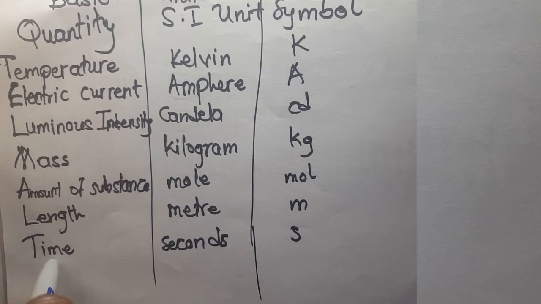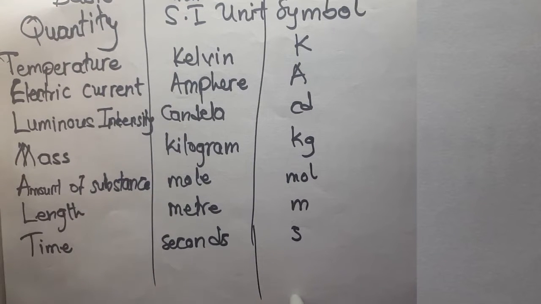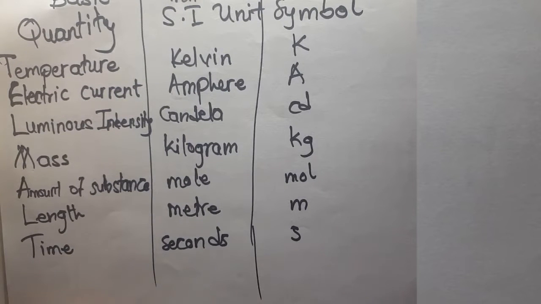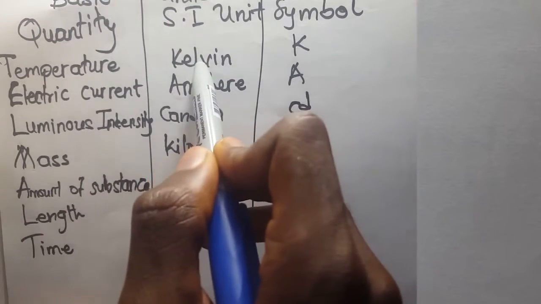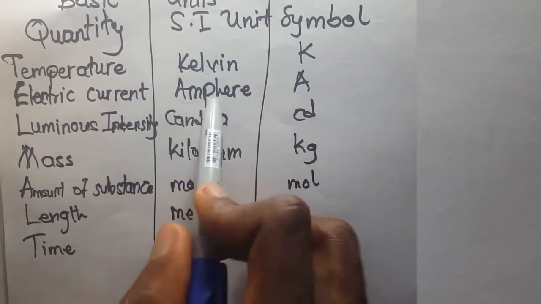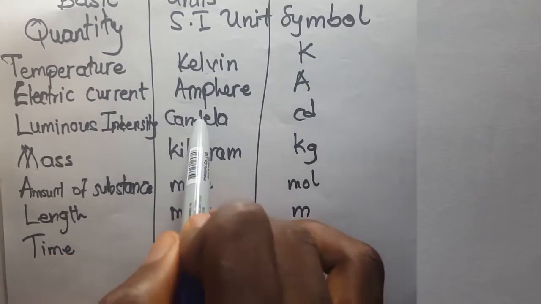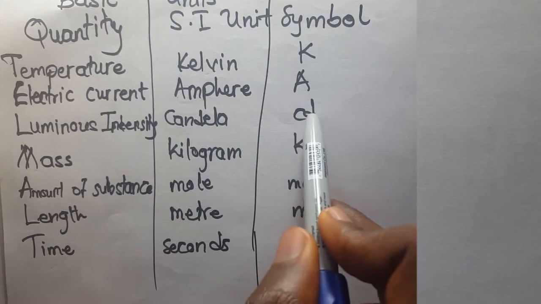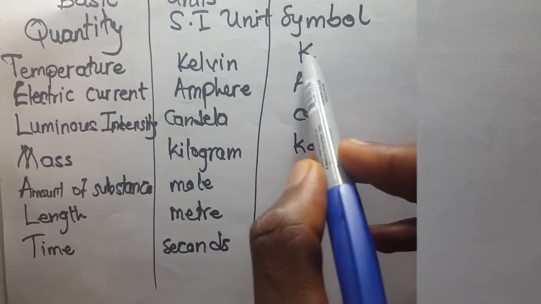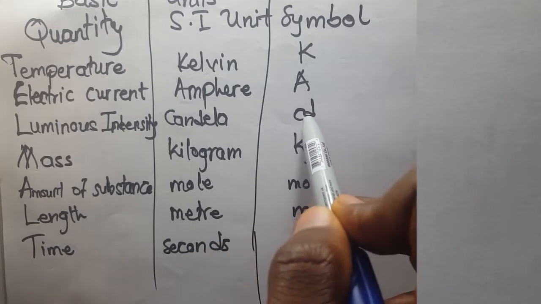Now these quantities that I've mentioned have SI units. When we talk about SI units, they are the internationally recognized units. Anywhere you go and you mention these units, they know what you are talking about. So with temperature, you have Kelvin, and the symbol is capital K. With electric current, you have ampere, and the symbol is capital A. Then luminous intensity, you have candela. The symbol is small c, small d. So you maintain them: this capital K, this capital A. For example, with candela, you don't see capital C or capital D.